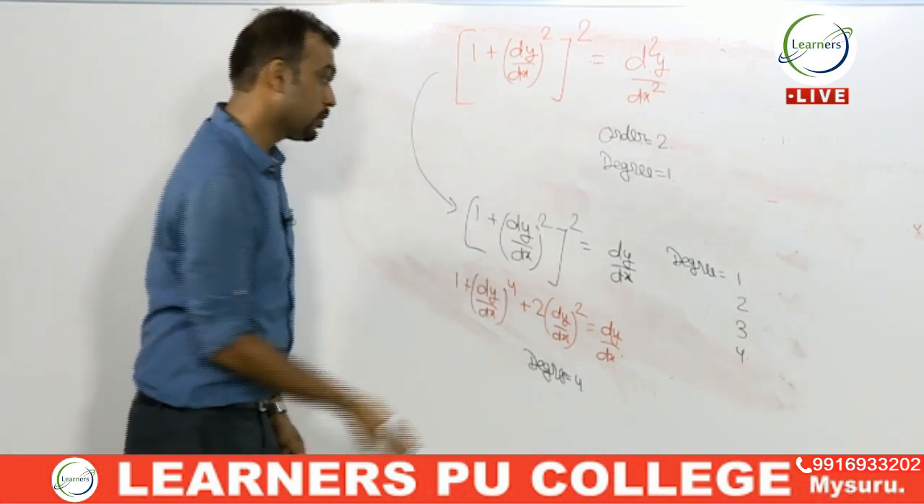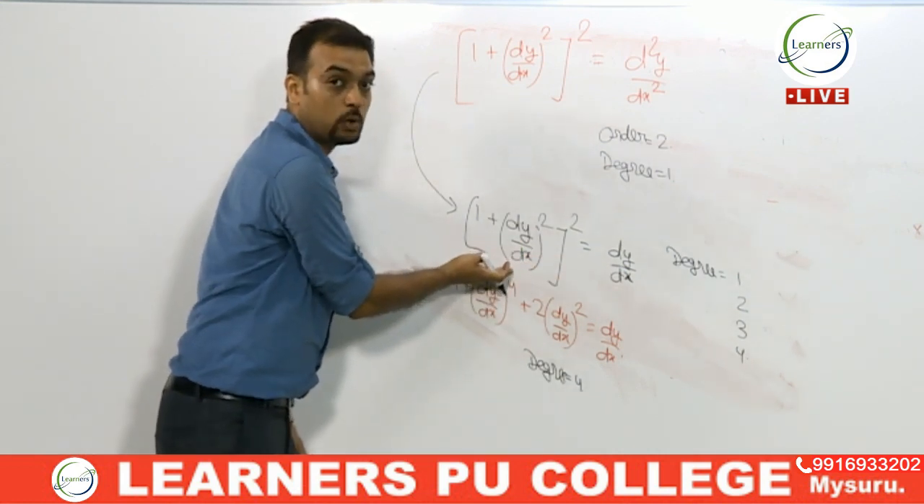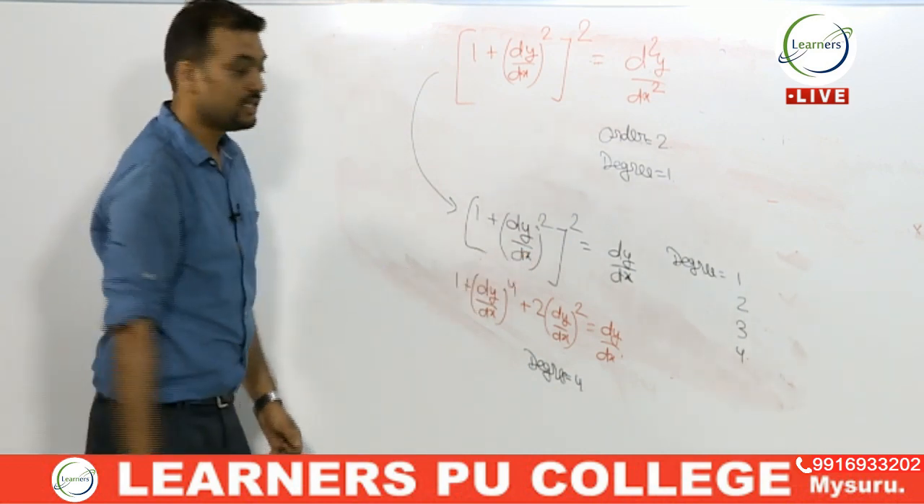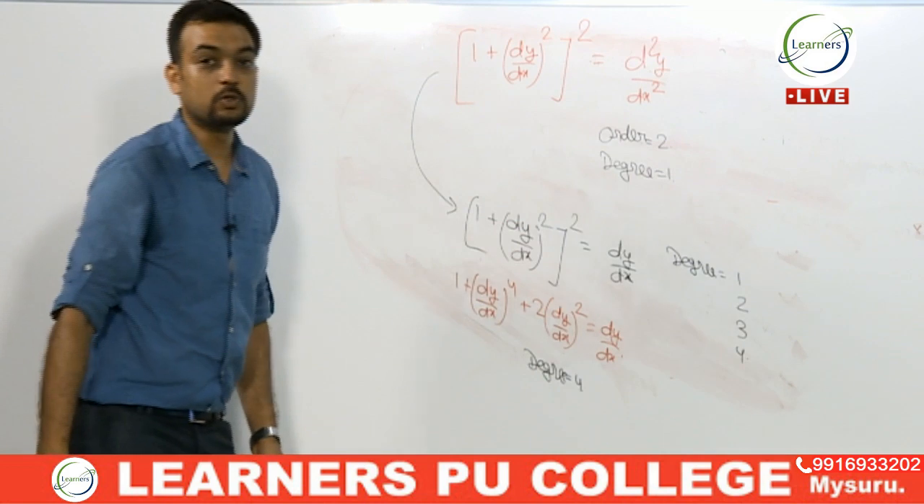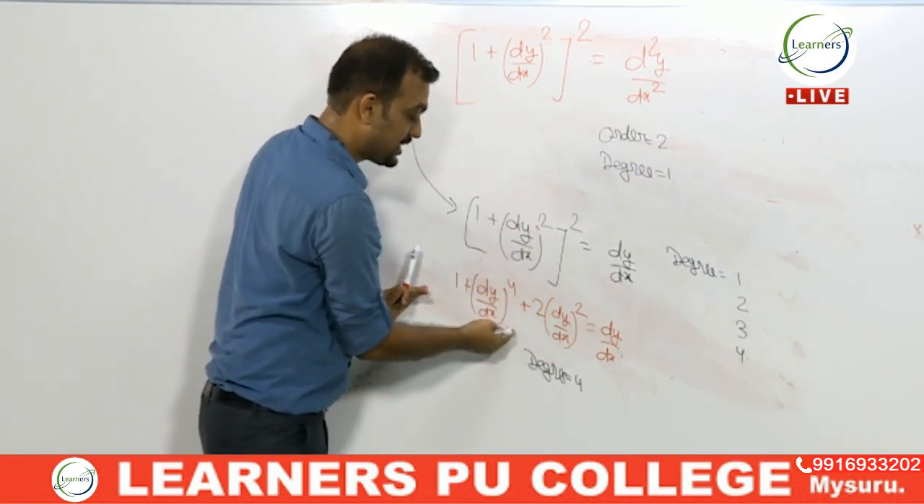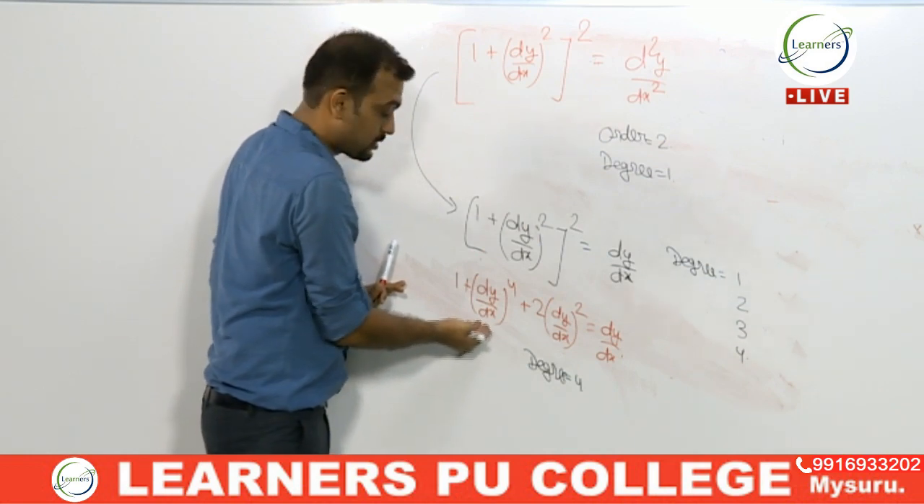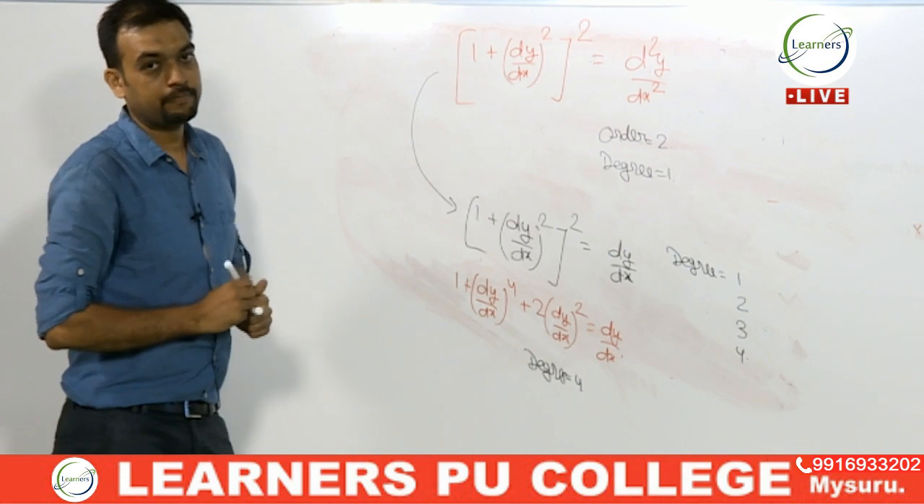Because I want to show you, in this case if I'm writing it, then don't say that degree is directly 2. Why? Because you will directly see, sir, the highest power of this dy upon dx is 2, so we can say degree is 2. No, degree is 4. We have to check. If I expand it, the highest power for this term is 4, that's why the degree of this differential equation would be 4.